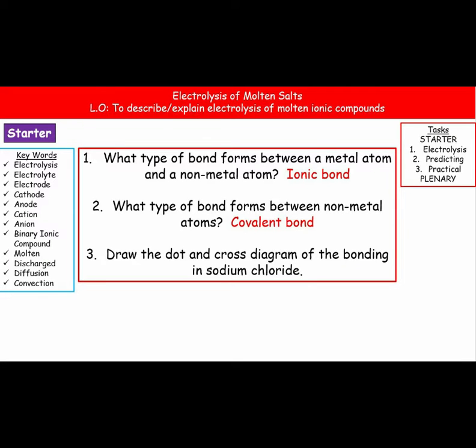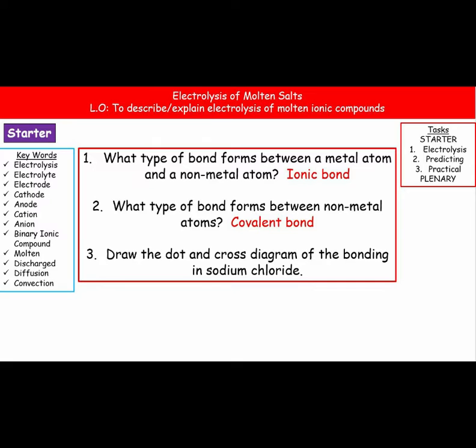Okay, let's check your answers then. Obviously, if you've got it right, give it a tick. If not, then give it a cross. So the type of bond that forms between a metal atom and a non-metal atom is an ionic bond, and the type of bond that forms between non-metal atoms is a covalent bond.